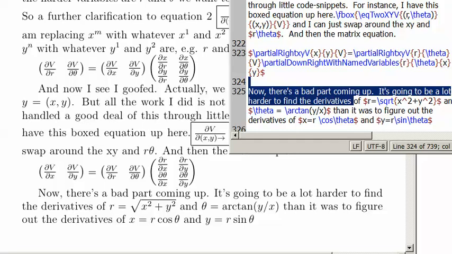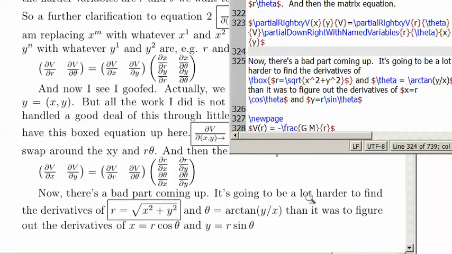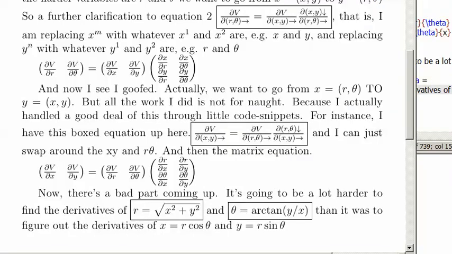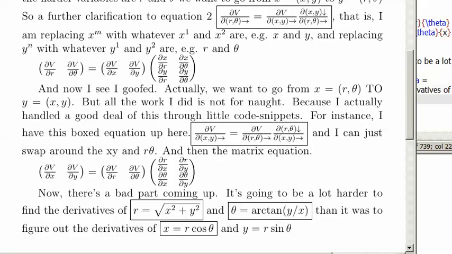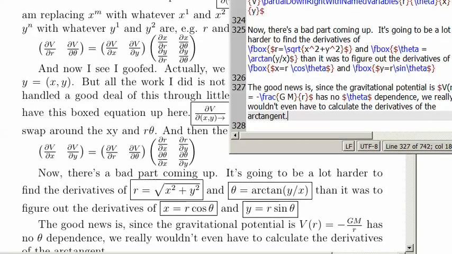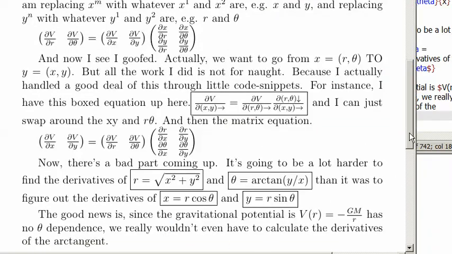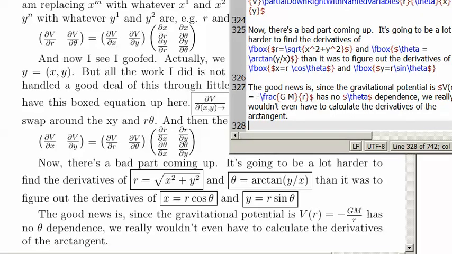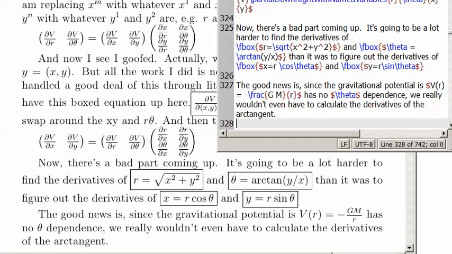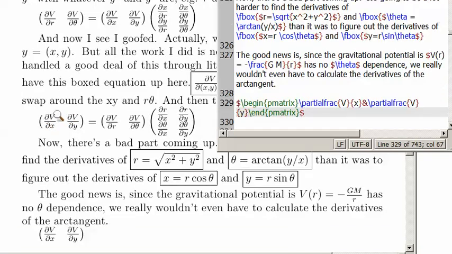It's going to be a lot harder to find the derivatives of r equals square root of x squared plus y squared and theta equals arctangent of y over x than it was to figure out the derivatives of x equals r cosine theta and y equals r sine theta. Now, the good news is, since the gravitational potential is V of r equals negative GM over r, and that has no theta dependence, we really wouldn't even have to calculate the derivatives of the arctangent. So I'm going to go ahead and work this out.